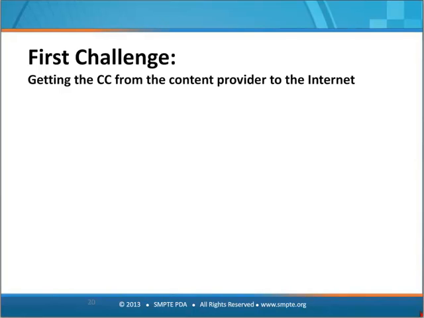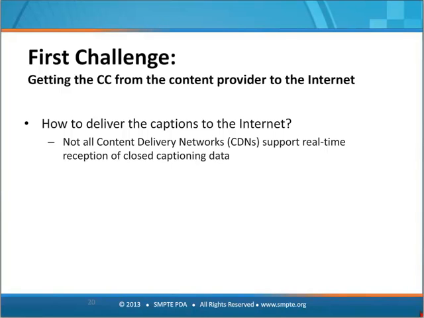So the first challenge for internet IP video captioning is, how do we get the closed captions from the CC encoder at the broadcast station to the internet? It's trickier than it sounds. Because typically when you're streaming on the internet, you have something called a content delivery network, or a CDN, because they can handle a lot of bandwidth. They can send out many streams at the same time. If you have a small station, a small network, you might host it on your own website, but most of the medium or larger ones use a CDN. So how do you get the captions to the CDN in real time?